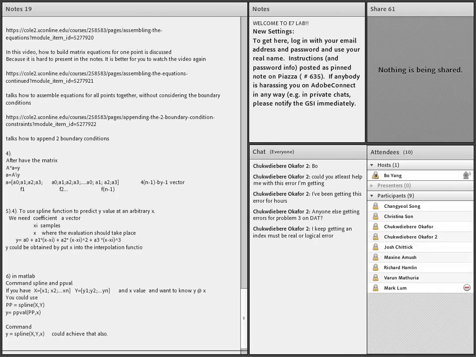Also, we can command y equals spline of x, y, and small x. In this case, we just combine the above two functions together into spline. X and y are training data information. Small x is where we want to evaluate the function. So this one line of code can also achieve that purpose. This is all for the interpolation and the regression.